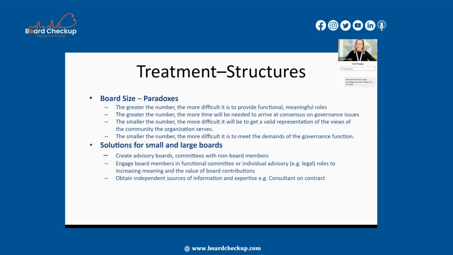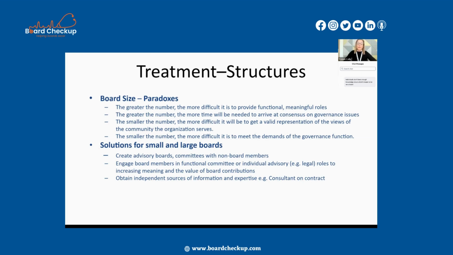So board size is a big question. You know, how big should this board be? And really, there is no empirical research that says such a size of board is most associated with effectiveness. It varies. But there are a number of paradoxes to consider when thinking about board size. The larger the board, or the greater the number of directors, the more difficult it is to provide functional and meaningful roles for those directors. And we know that functional inclusion is associated with board effectiveness. So whatever size of board you have, you want those members to have functional roles.